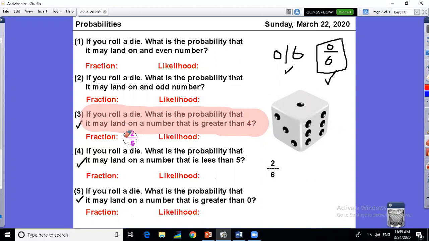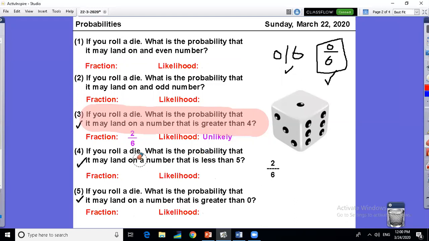Here we go. All right, 2 out of 6. And the likelihood is going to be what? That is less than the half or more than the half or the half exactly. Well, the half is 3 over 6. So this is less than the half. Less than half is what? Unlikely. Less than half is unlikely.